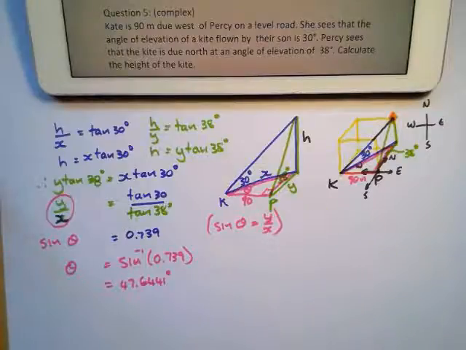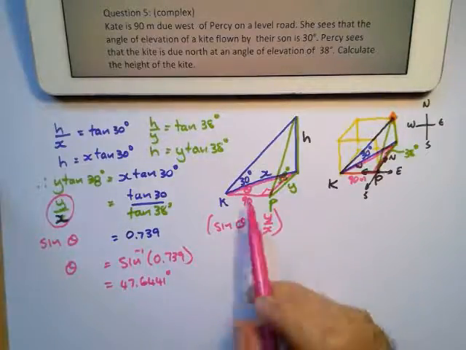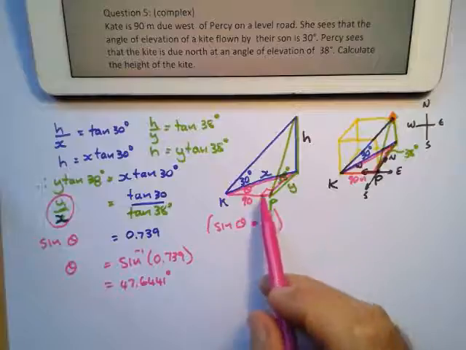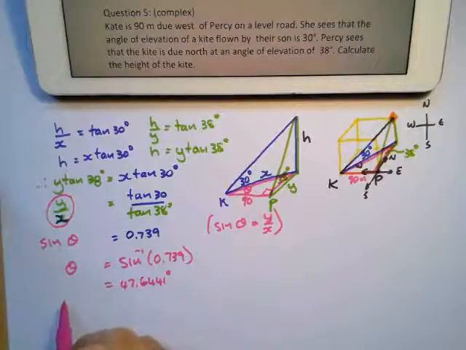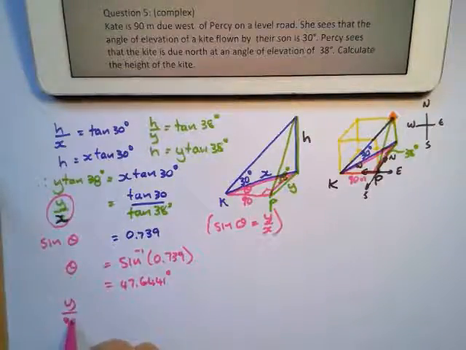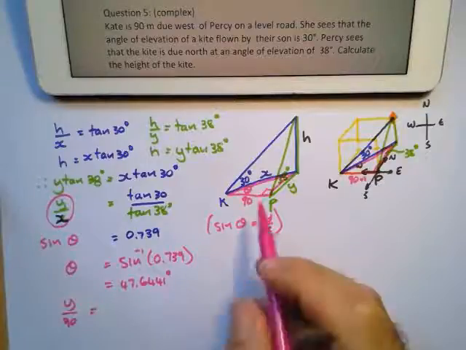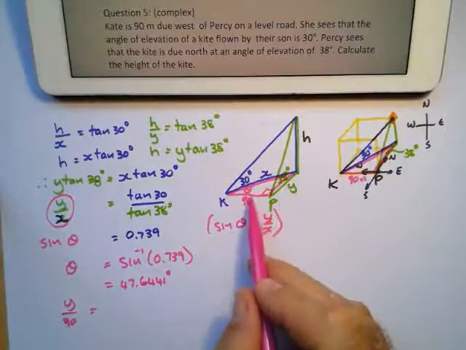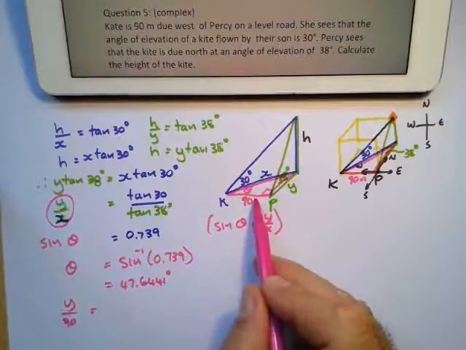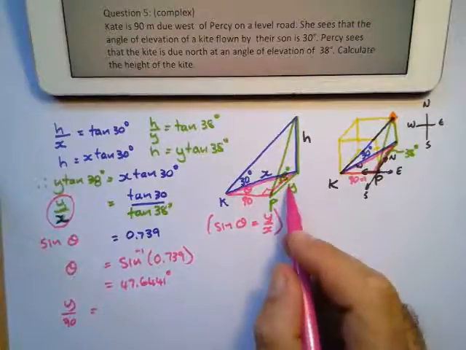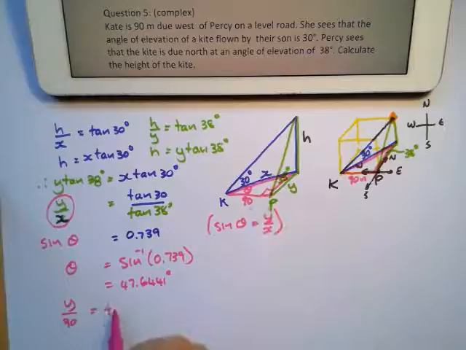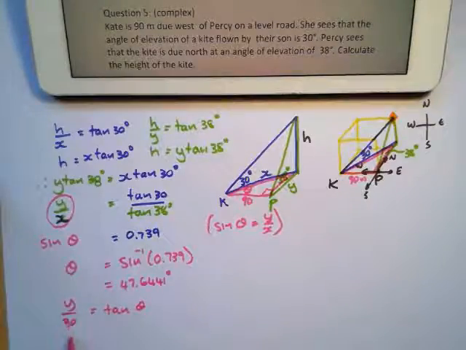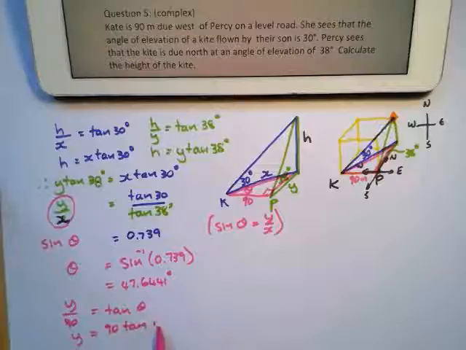What do I know? I'm still in pink. I know that in my pink, y over 90 equals, in my pink, y over 90 is opposite over adjacent, which is the tangent of theta, which means that if I want to find y, I can multiply by 90 both sides. It gives me 90 tan of 47.6441.